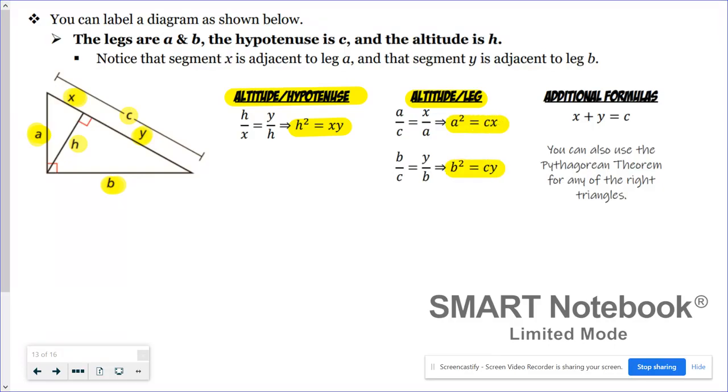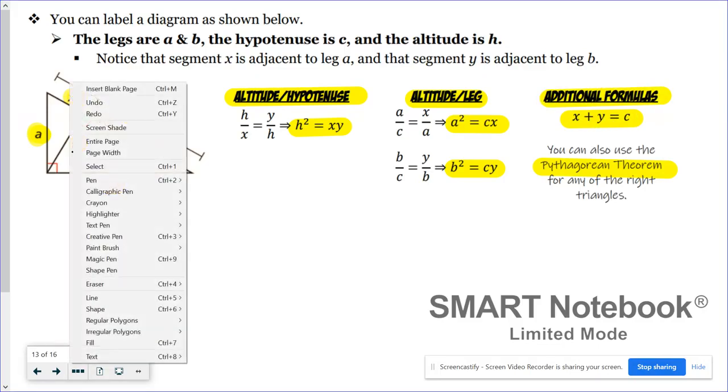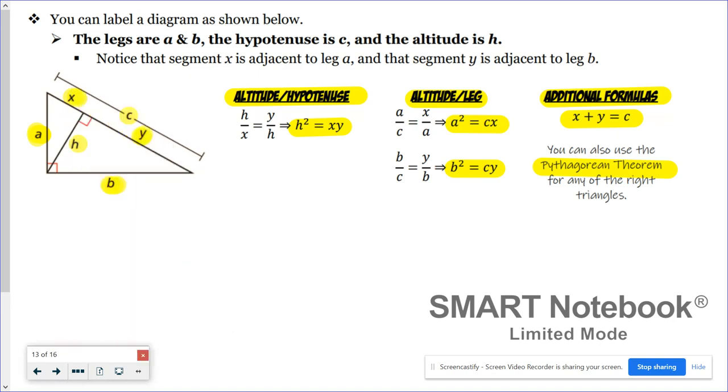It's totally possible that you just work with the Pythagorean theorem still, because there are 3 right triangles in this diagram. And then of course, don't ever ignore the fact that X plus Y equals C. Let me just highlight that for you. So X, and then here's Y. But notice that when you put the 2 of them together, you get side C. So if you know any 2 of those 3, X, Y, and C, you can find that third one.